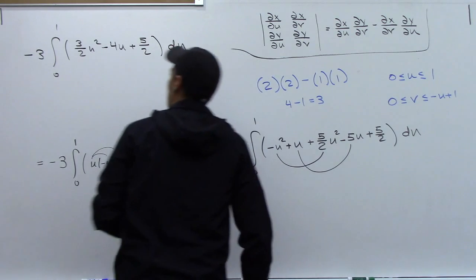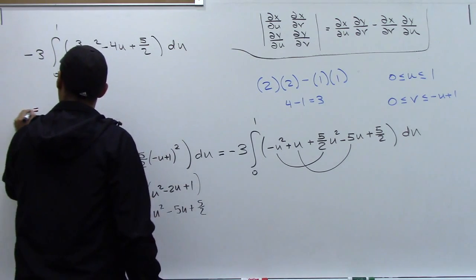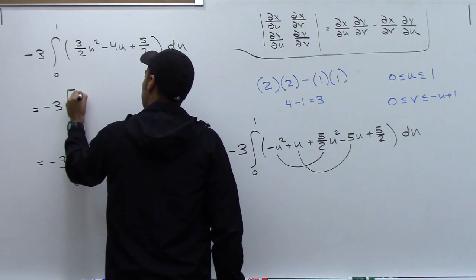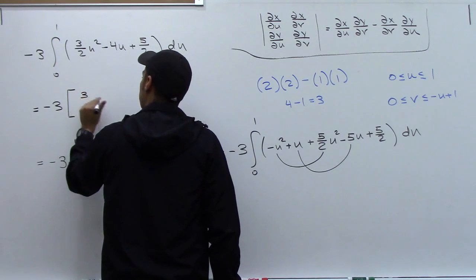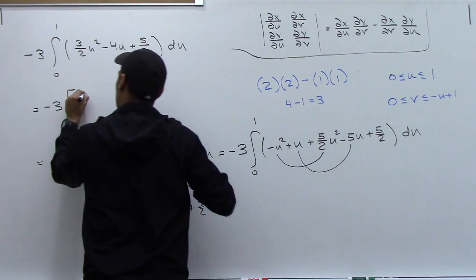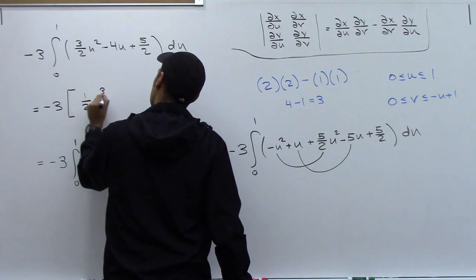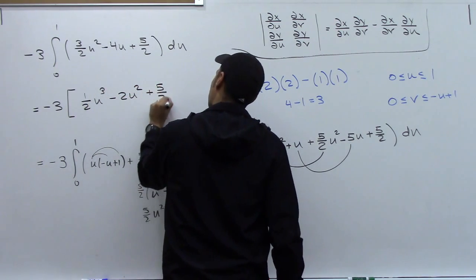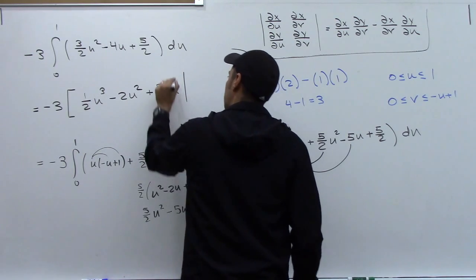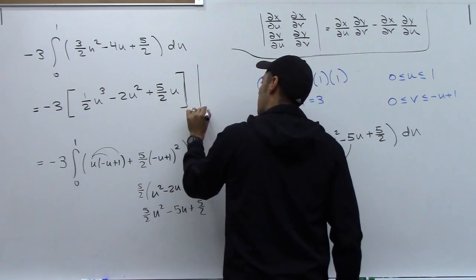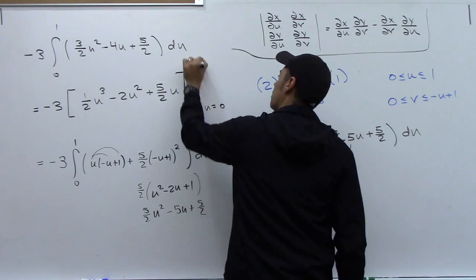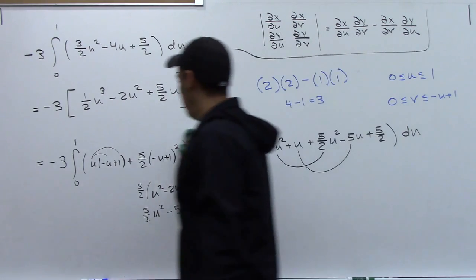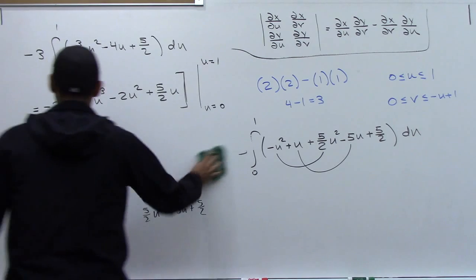Du. Now integrate. Negative 3. Okay, antiderivative here is 1/2 u cubed minus 2u squared plus 5 halves u. Evaluating this, u equals 0, u equals 1. So when I plug in 0, everything's gone. But when I plug in 1, I should just get some fractions in here.